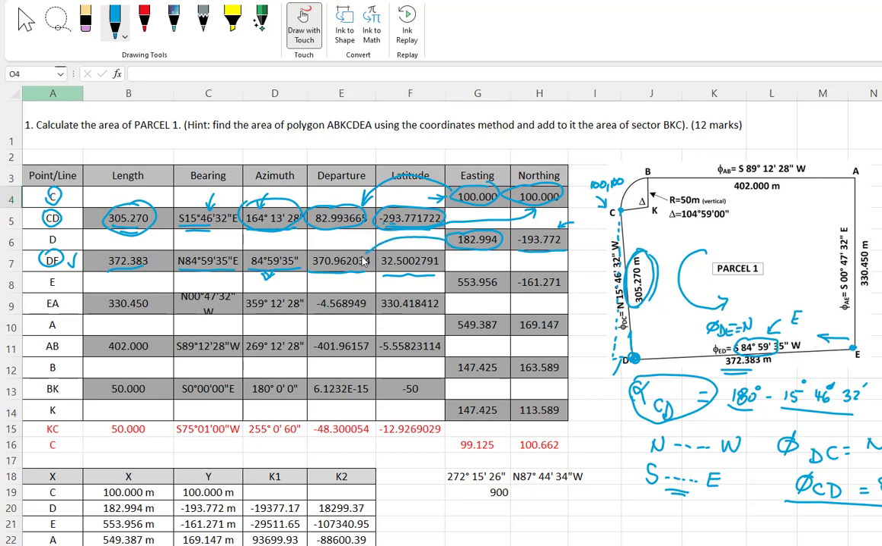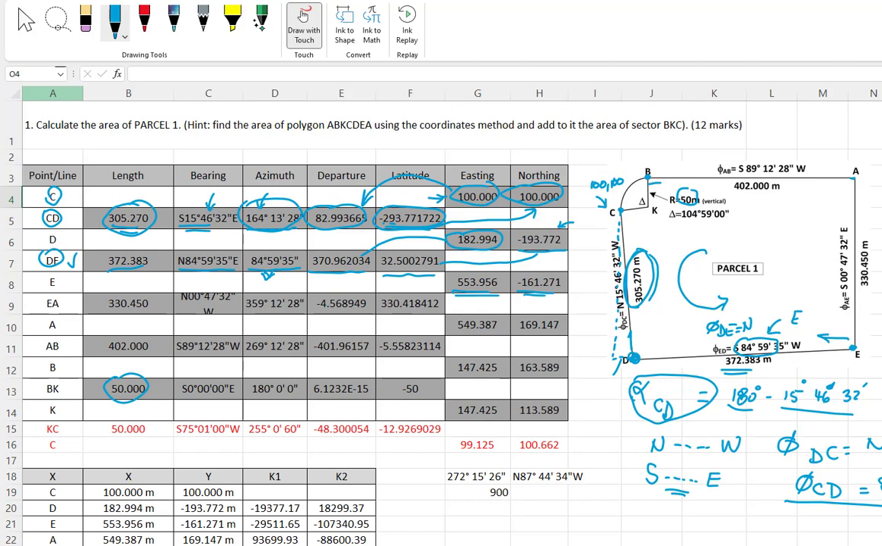Now we take the coordinate, we add it to the departure, and we take the latitude, we add it to the northing, and we get these two, and we continue. We continue until we go to point A, and then we find coordinates of point A, and then coordinates of point B, and then to find K we need the length and the azimuth. The length, it's a radius, so it is 50. Can you see here? It's a 50, and it is vertical from B to K.